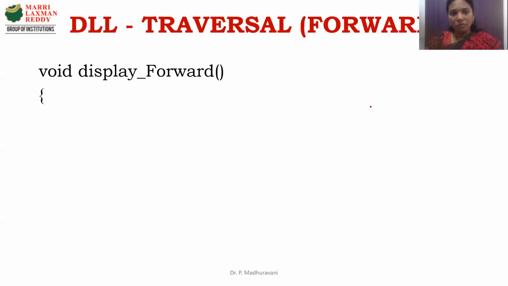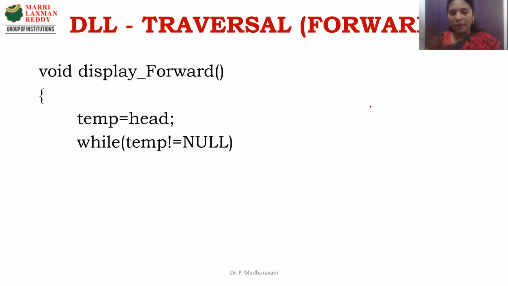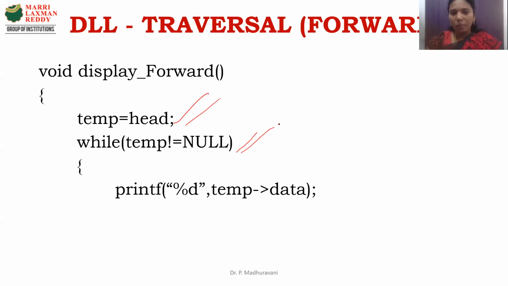Let's see the function for the display operation in the forward direction. Start with the first node by doing the assignment temp equal to head, and till you reach the end of the list, just print the data value and then move the temporary pointer to the next node.